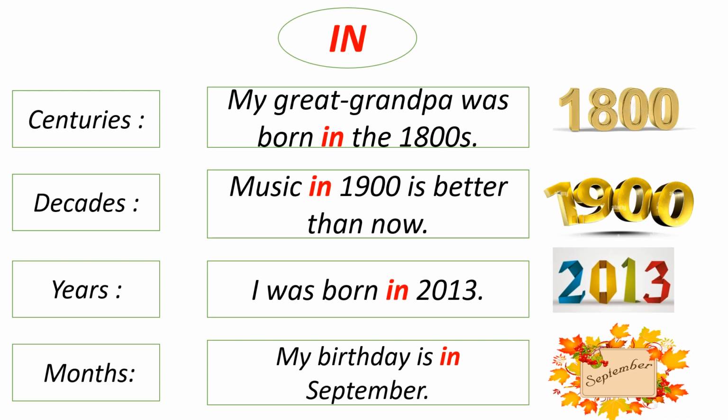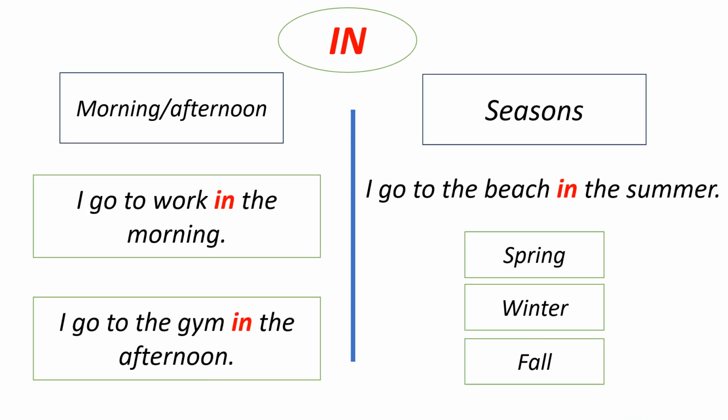My birthday is in September. So we use the preposition in because we have a specific month we are talking about. We use in also to talk about a specific type of time, like morning and afternoon. For example, I go to work in the morning. We use the preposition in this case because we have the word morning.